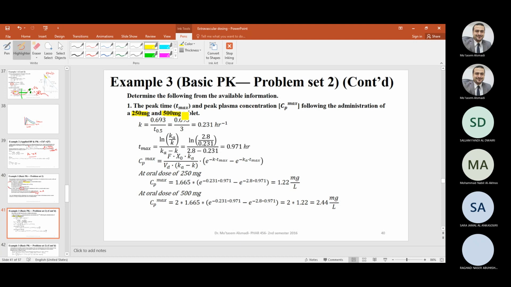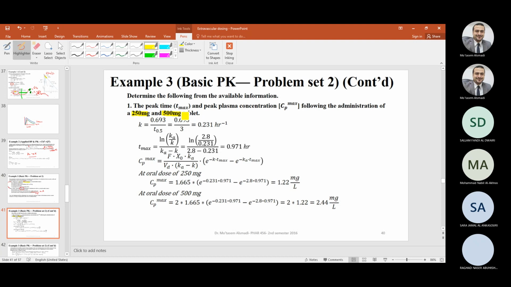Okay. So the first thing that we need to do is to get the K, which is equal to 0.693 divided by the half-life, divided by 3. That's equal to 0.231 per hour. That's the K. The T max is equal to natural log of Ka over K divided by Ka minus K, right? So it's equal to 0.971 hours.